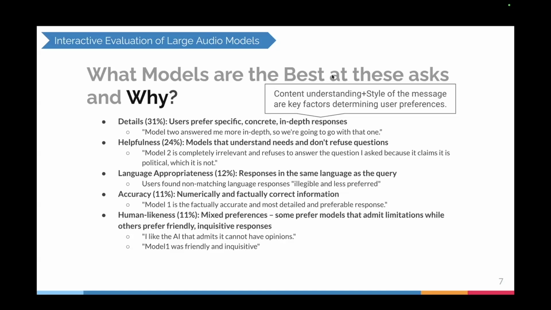Second, helpfulness matters a lot. About 1/4 of users mentioned that. They favor models that understand their questions and provide useful answers, and dislike those which refuse to respond or go very off topic. Third, language appropriateness influences about 12% of preferences. Some models reply in a different language from the user's inputs, which makes the responses harder to understand.